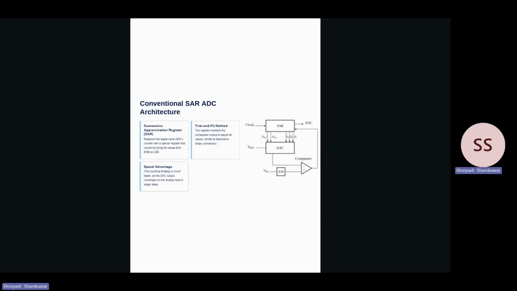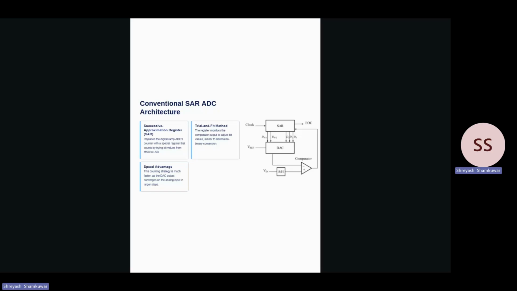Conventional SAR ADC architecture. In a conventional SAR ADC, the operation is based on a binary search algorithm. It uses a special register called the successive approximation register, which tries every bit one by one, starting from the most significant bit, MSB, down to the least significant bit, LSB. This process is also known as the trial and error method.